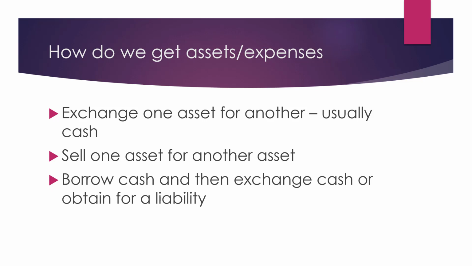Sometimes if we do not have the cash or we do not have another way to obtain an asset, we can borrow the cash and then exchange the cash for another asset. Or we can borrow the asset outright with the promise to the other side of the transaction. Whoever we're getting the asset from, we promise them that we'll pay them in the future, usually with interest, but not always. Sometimes it will be a short time that we'll pay them. And that's the same thing with an expense.